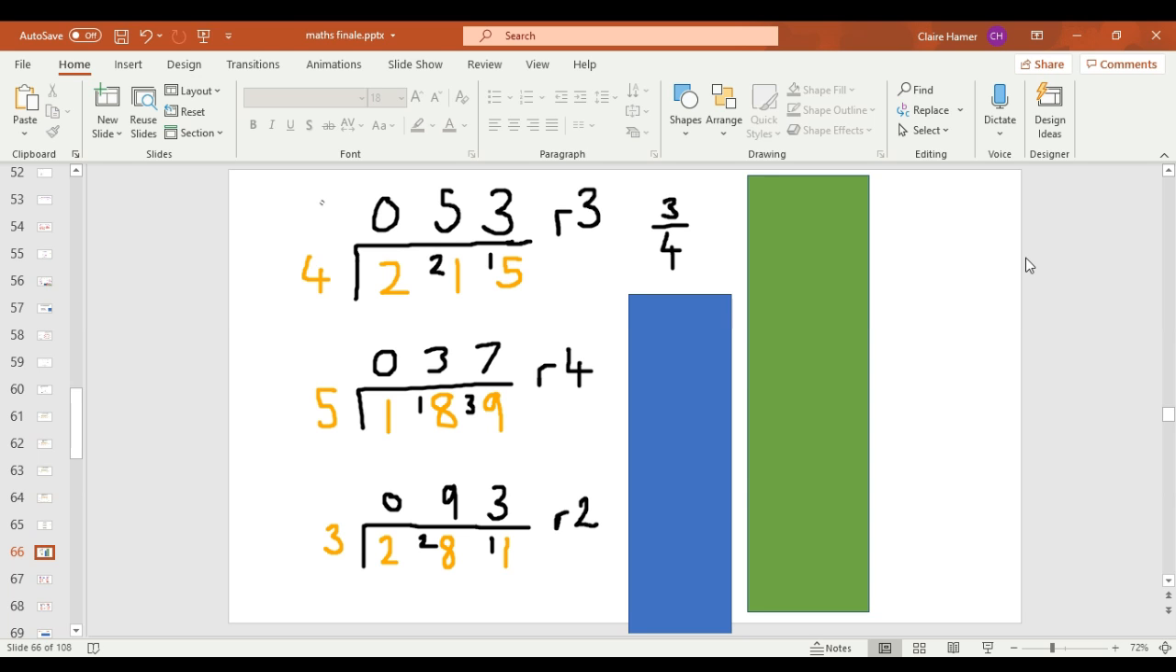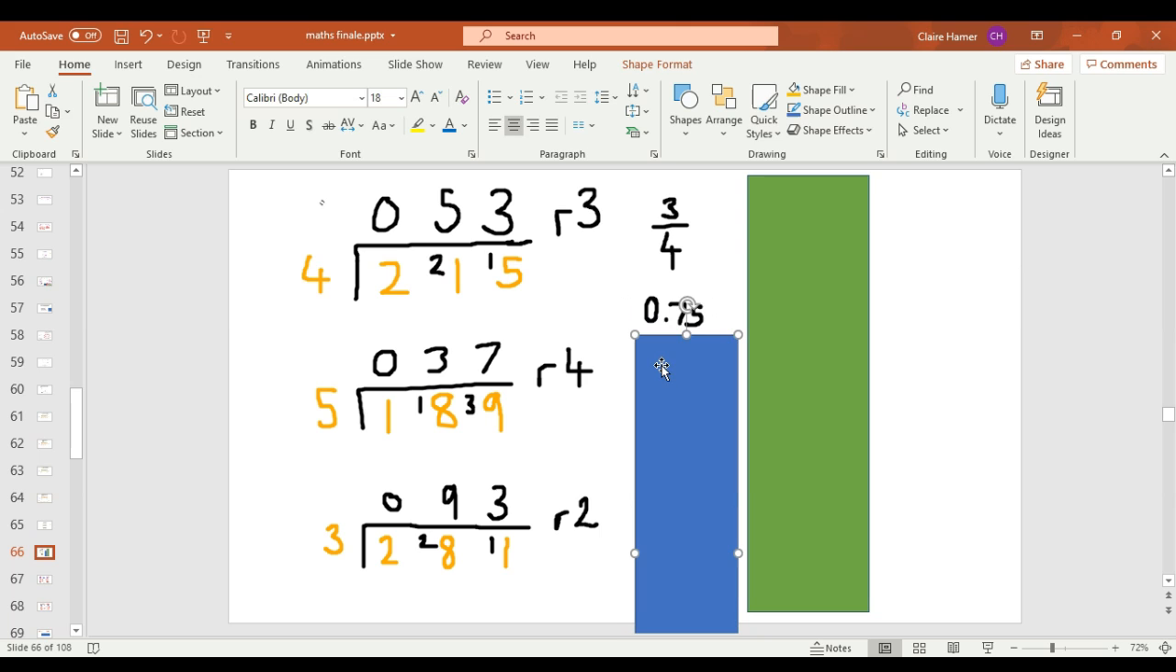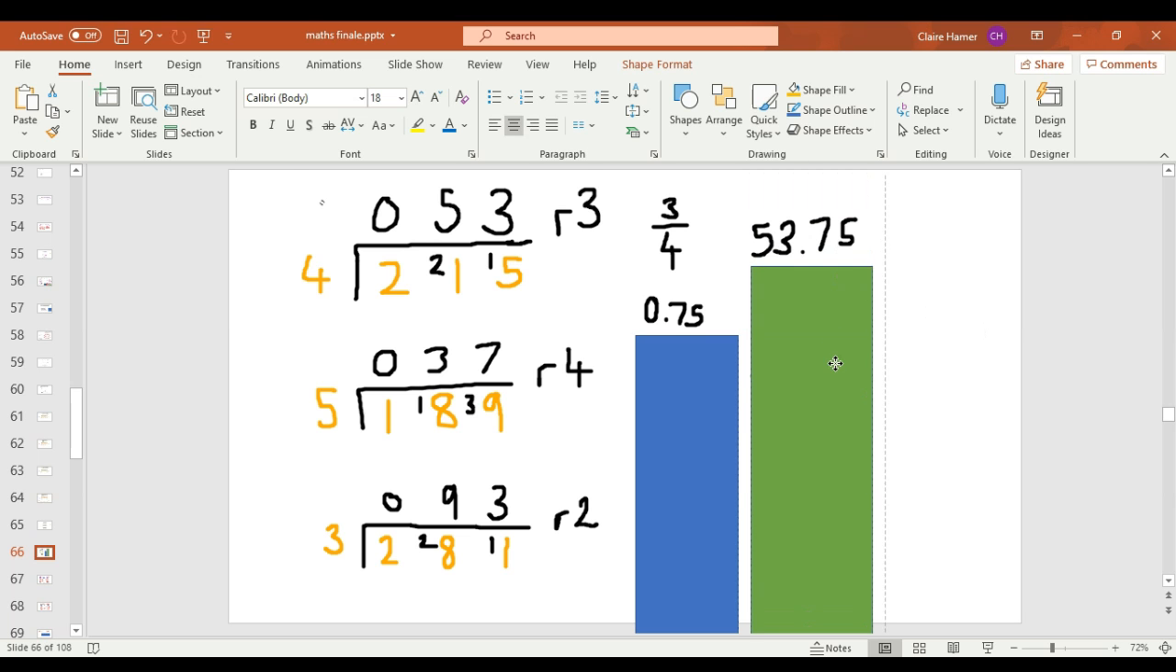Now what's the decimal equivalent for 3/4? 0.75. So now you know that in this question the R3 represents 0.75. You can now use that information to write the whole answer as a decimal. Hopefully you've written down 53.75. On the next one, what fraction does the R4 represent?